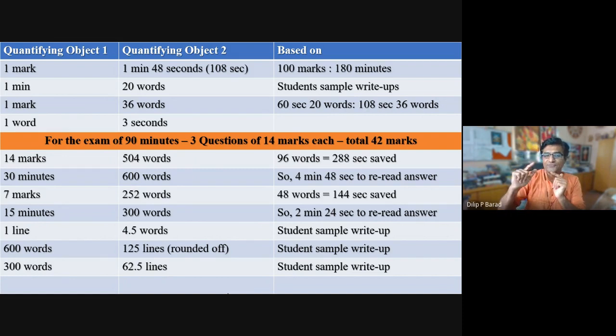So the length of your answer in terms of lines should be 125 for a long answer. That is for the 14 marks. And 62.5 for 7 marks of short note. That is the range that we are coming to, based on the chart, based on the parameters mentioned in the chart, that this should be the length of the answer.